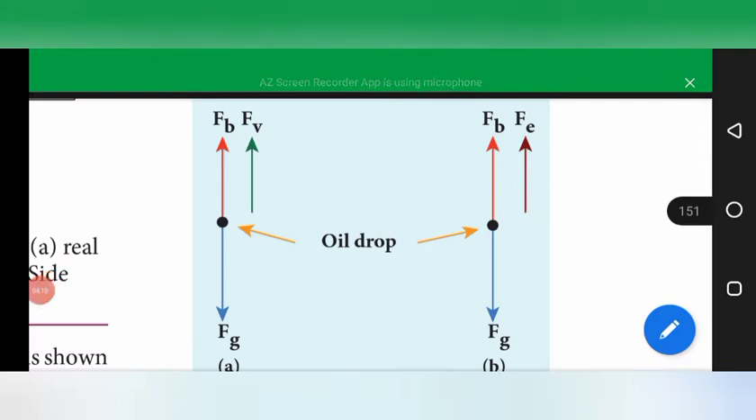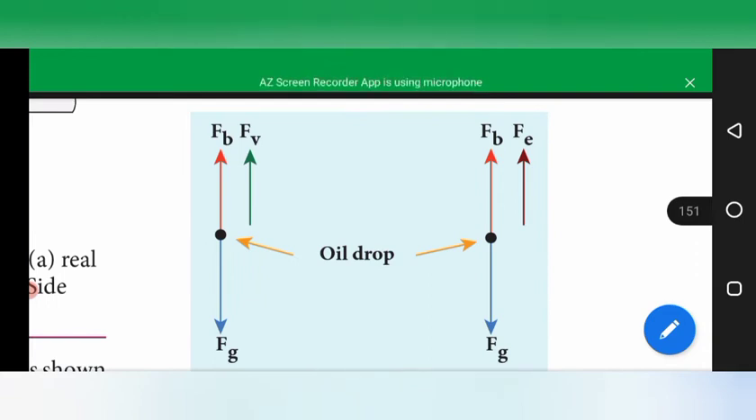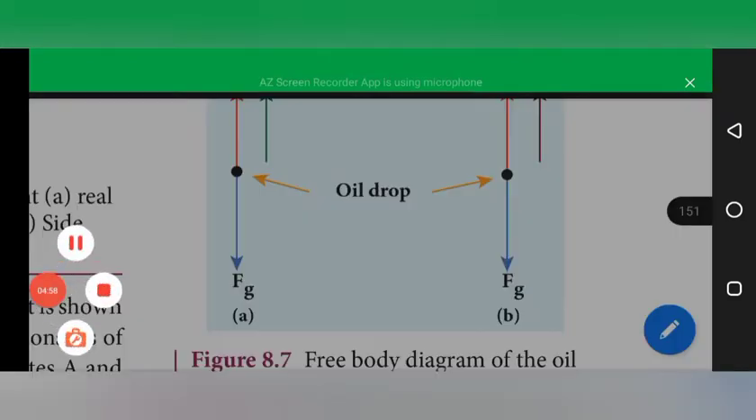In this diagram, the free body diagram of the oil drop shows two figures, A and B. The first one is denoted as without electric field. Here two forces act in the upward direction and one force acts in the downward direction. The second picture, B, represents the drop with electric field. In this electric field, there are two forces acting in the upward direction and only one force acting in the downward direction. So let's first find the determination of the radius of the droplet.